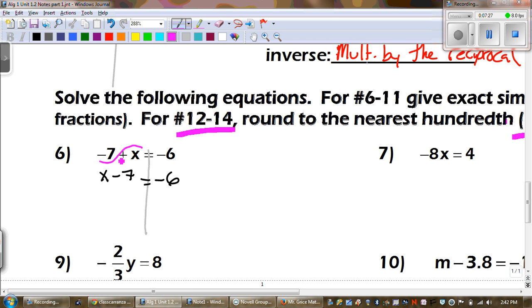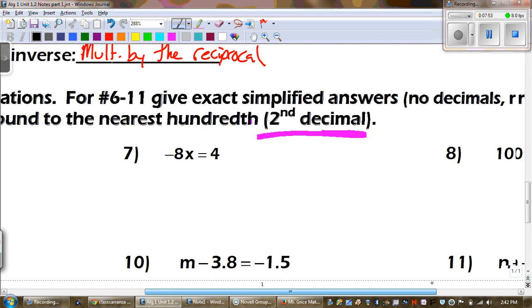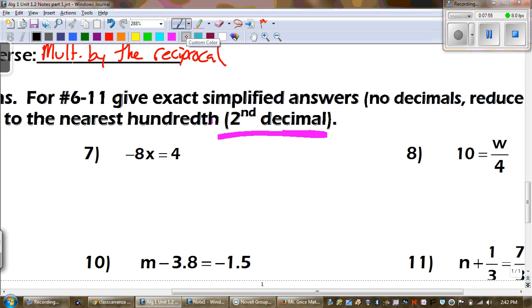I see subtraction, and to get rid of subtraction, I do the inverse, which is add. And what I do to one side, I have to do to the other. -7 plus 7 cancels out, and we get the x all by itself, which is what we want. And -6 plus 7 gives us +1. Now, you can do all of these without a calculator. However, if you would like to use one, go ahead.